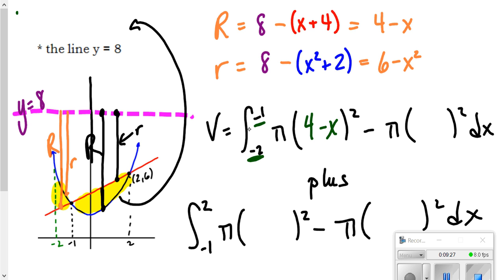The small radius is 8, which is the top, minus the parabola, which is the bottom. So top minus bottom, simplified, would give me 6 minus x squared. And when I get to the other part of the fish, the other part of the region, the big radius and the small radius just change places. But they are the same expressions. If you did that, you guys, get ready for it, solid.